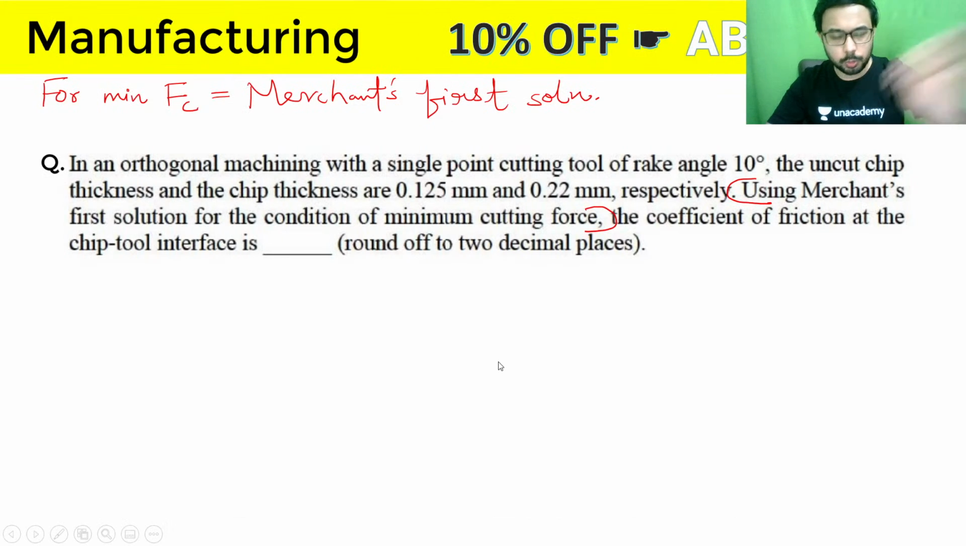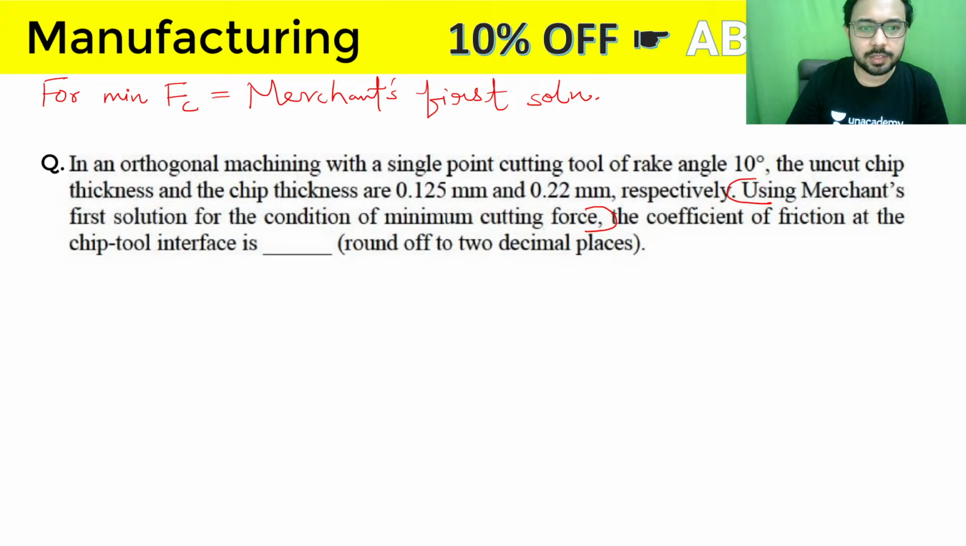So our first question is what I have discussed here. The question was from the orthogonal machining topic, and just by seeing this question, you can see that it is not that difficult. We just have to find the frictional angle, then we can find the coefficient of friction after that. If you're watching it live, you must have solved this question by the time I gave you.